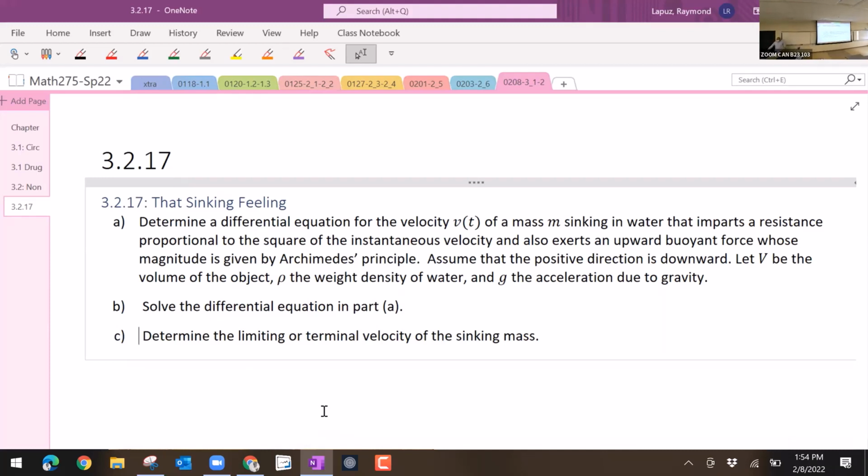But the idea is to find the problem. So determine the differential equation from a mass sinking in the water that imparts a resistance proportional to the square of the instantaneous velocity and also exerts an upward buoyant force, whose magnitude is given by Archimedes' principle. Assume that the positive direction is down. Let V, capital V, be the volume of the object.